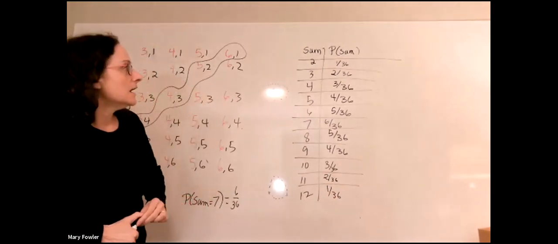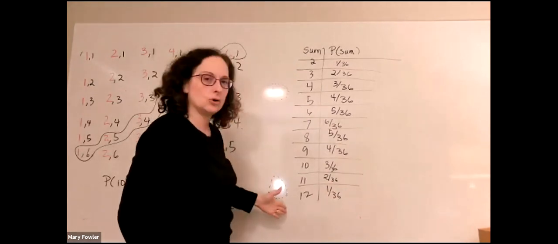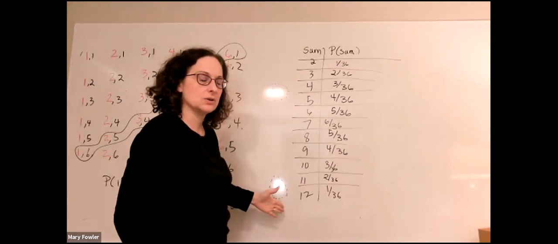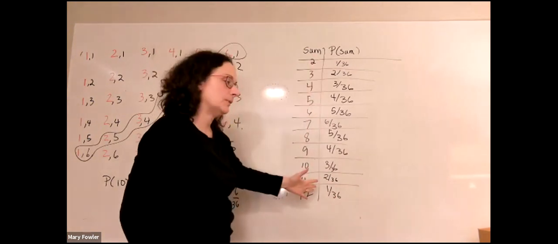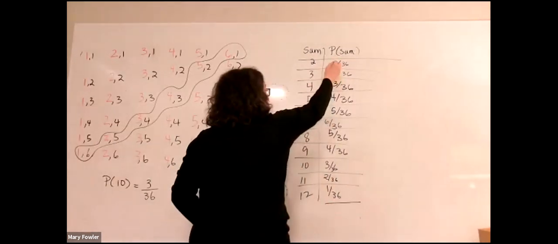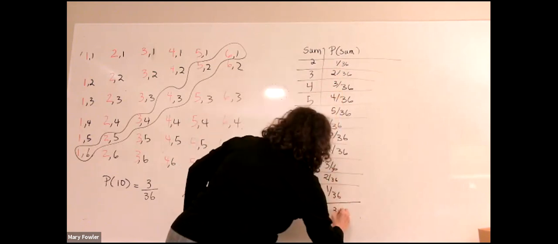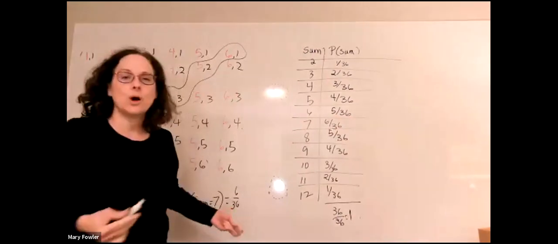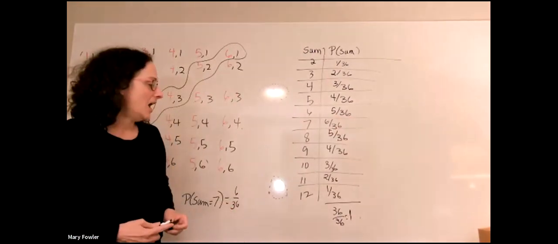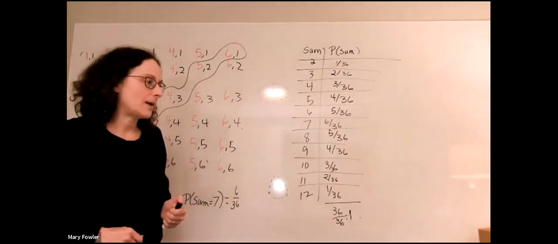All right. So these are all the possible sums that you can get when you roll 2 dice, and their associated probabilities. Just a note: if we add these all up, we're going to get 36 out of 36. That is to say, the probability of getting some sum is 1. Any sum, right? Which is one of the basic ideas in probability.